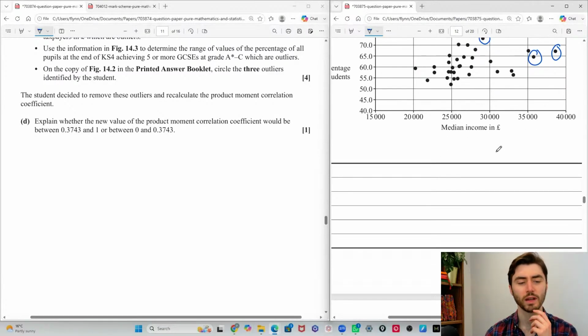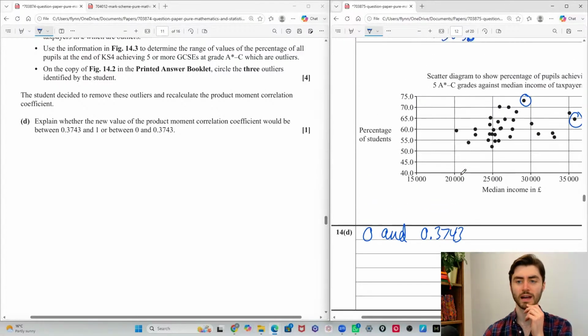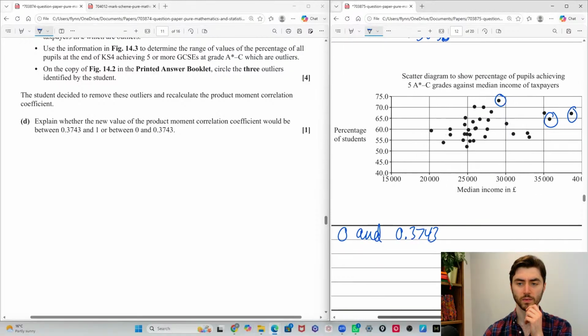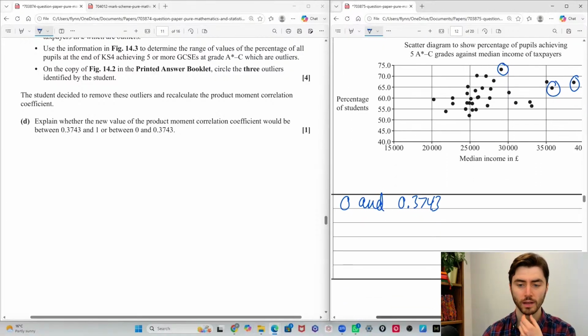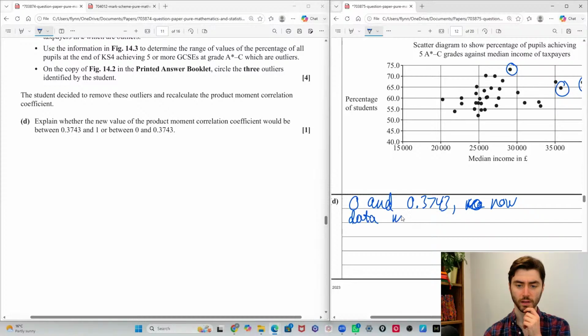I'm going to go, do you know what? I'm going to risk it. I'm going to say it's between 0 and 0.3743 because now they're much more clustered together rather than spread out in a straight line. So I'll just say that data are just more grouped together and less spread out on a line.